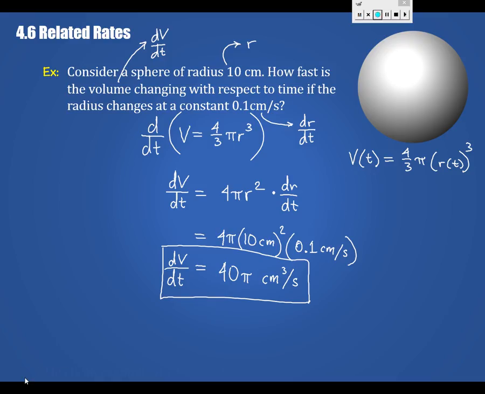And this is your first related rates problem. Okay? You just did a related rates problem. And by related rates, we mean you used an equation that relates rates. Right? That's all.